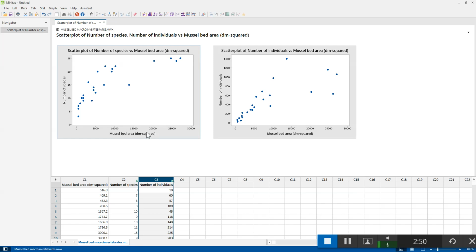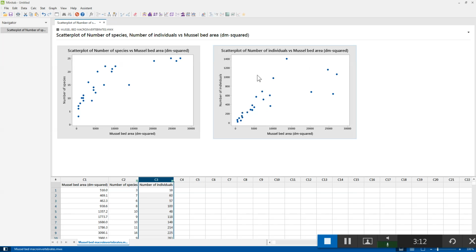Look, mussel bed area, my predictor, is on both x's. Number of species is on this y. Number of individuals is on that y. What I can see straight away, there's a very strong relationship between the two, isn't there? As mussel bed area increases, I can see the number of individuals increasing in a very linear fashion here, and then it all goes a bit wrong up here.